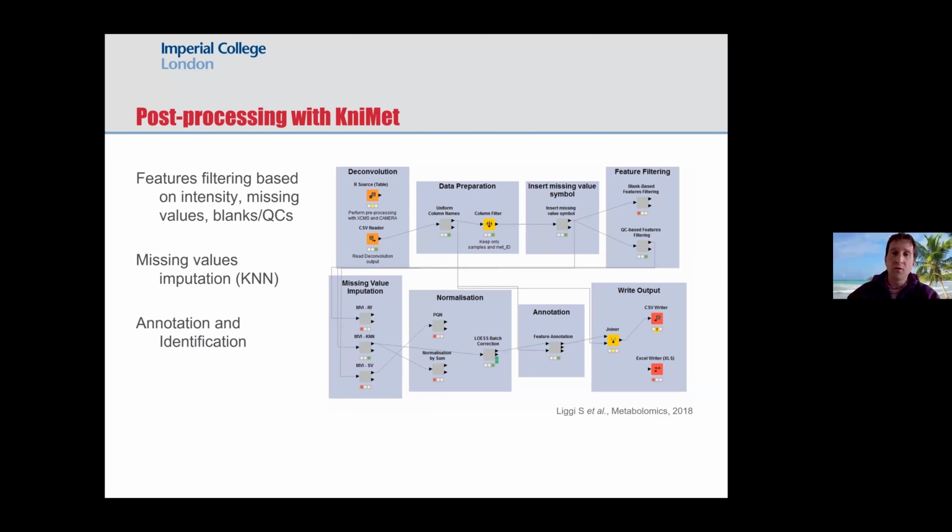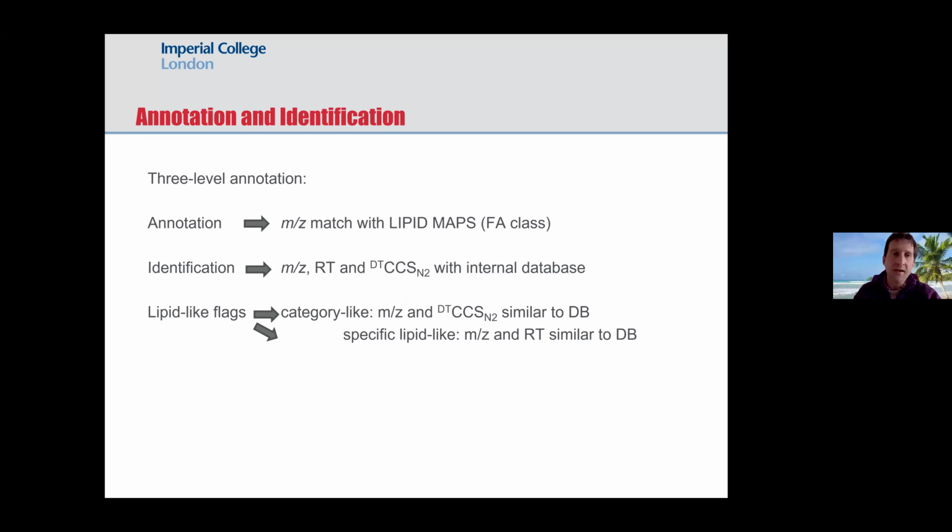But the key to the workflow is that we can do matching of exact mass, matching of retention time, but also matching of CCS values for these eicosanoids. And if we get those 3 things matched, then we can be pretty certain in terms of our identifications overall. So this led to 3 levels of annotation.